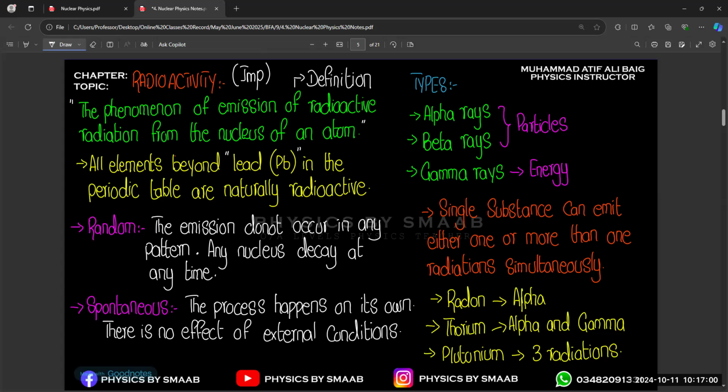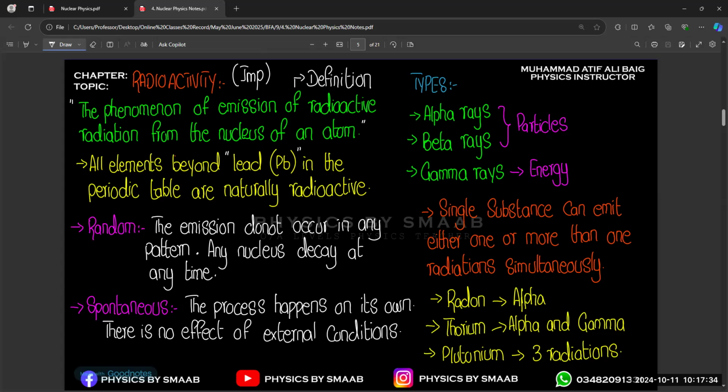This statement is only for your reference. They will not ask about the name, and you don't need to learn which elements are radioactive and which are not. We are not going to learn any names from the periodic table. You can check it when you study the periodic table in your chemistry chapter, and then you can generally summarize that the elements beyond lead are radioactive.